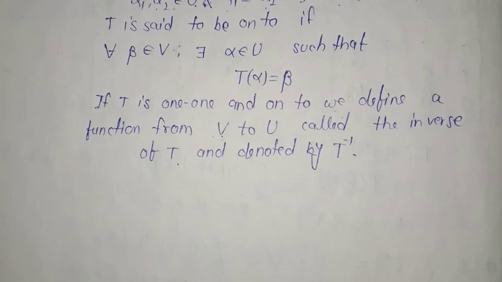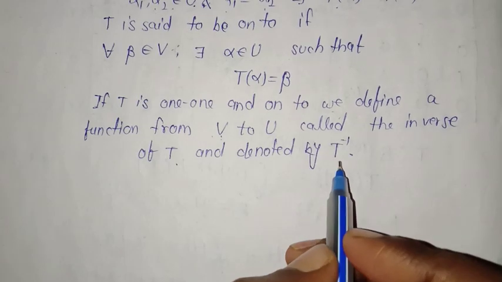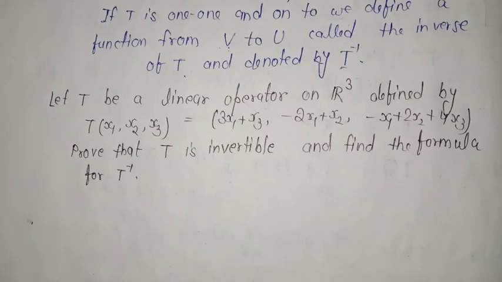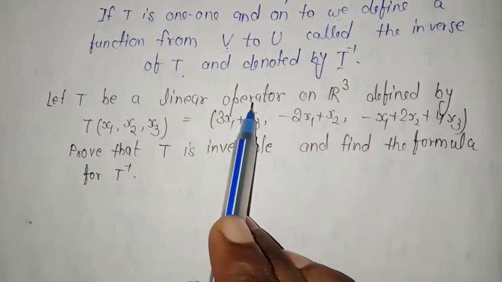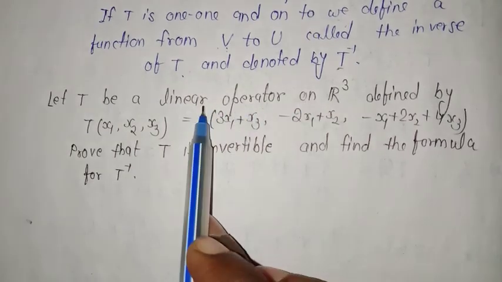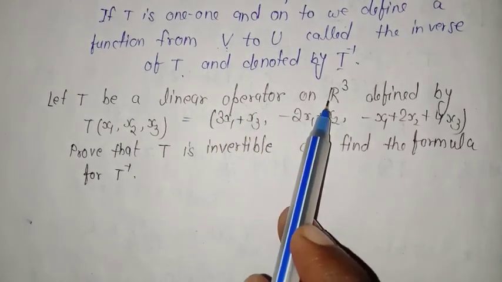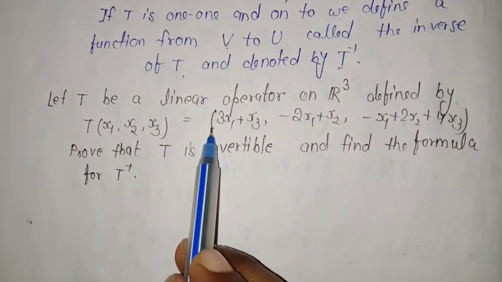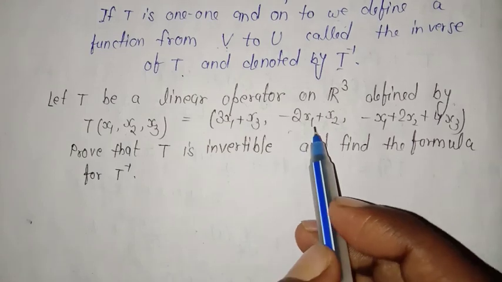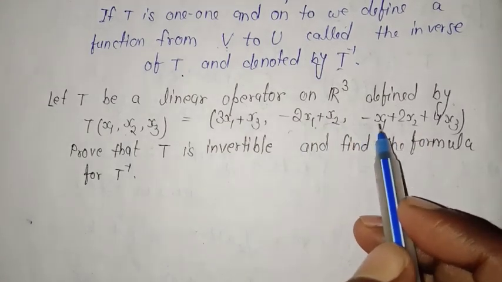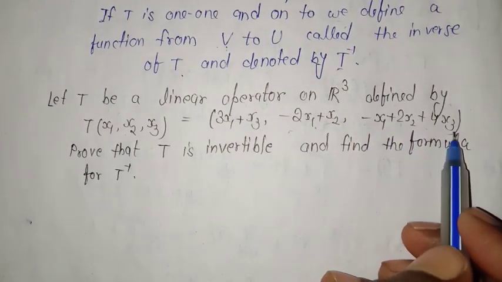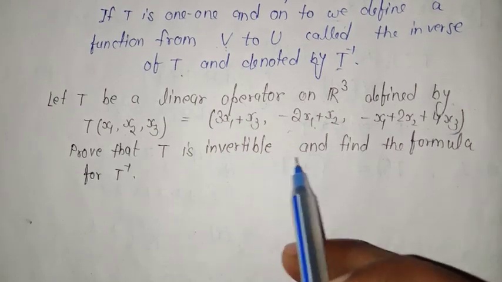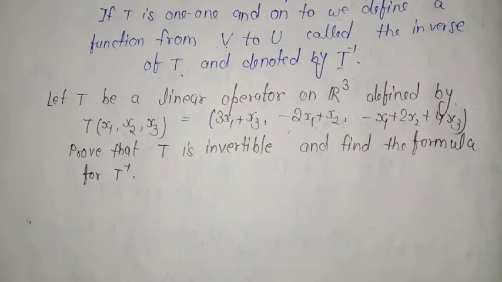So now I am going to take one example based on the invertible linear transformation. The example is as follows. Let T be a linear operator, that is, the transformation defined on R cube to R cube, defined by T of x1, x2, x3 equals 3x1 plus x3, minus 2x1 plus x2, minus x1 plus 2x2 plus 4x3. We have to prove that T is an invertible transformation and we have to find the formula for T inverse.